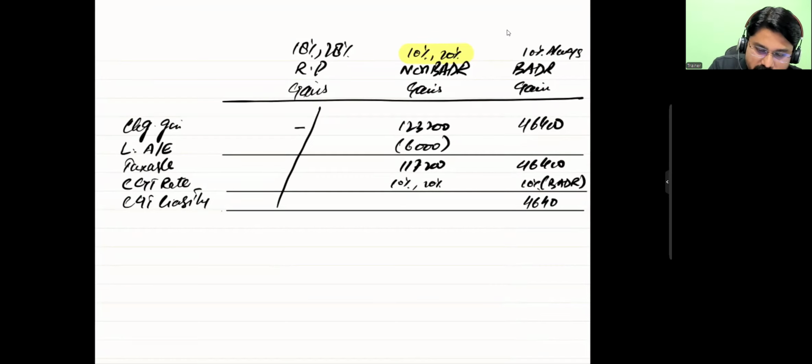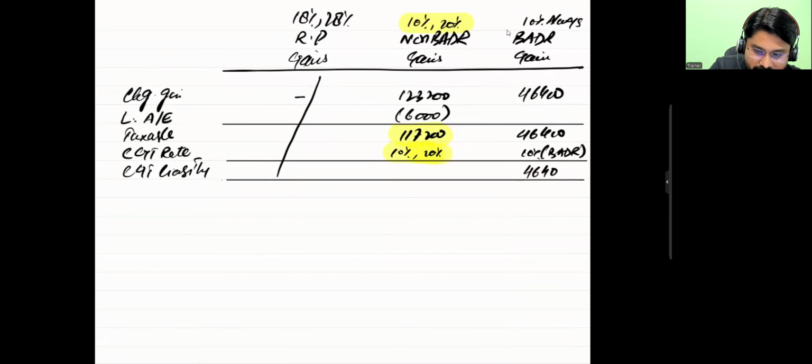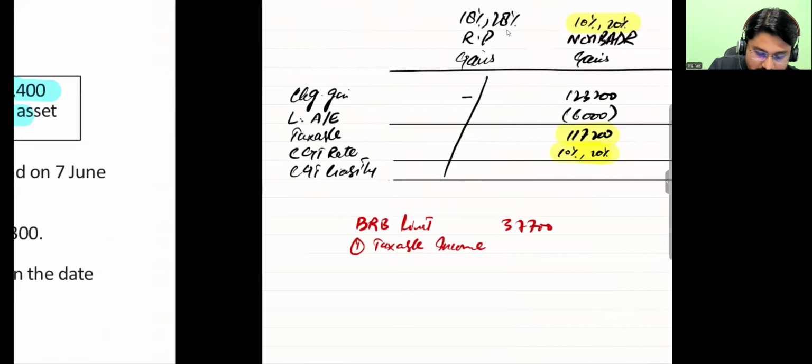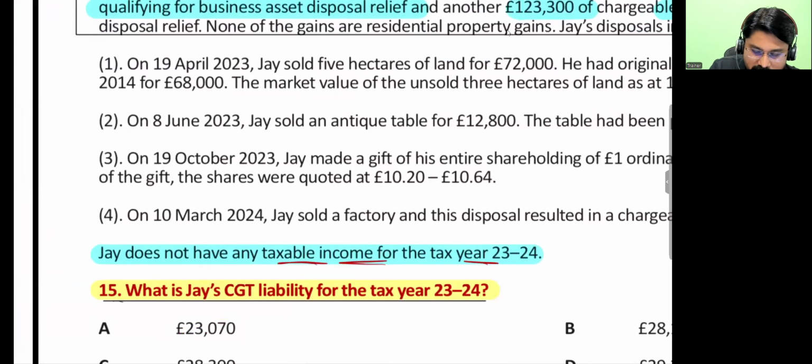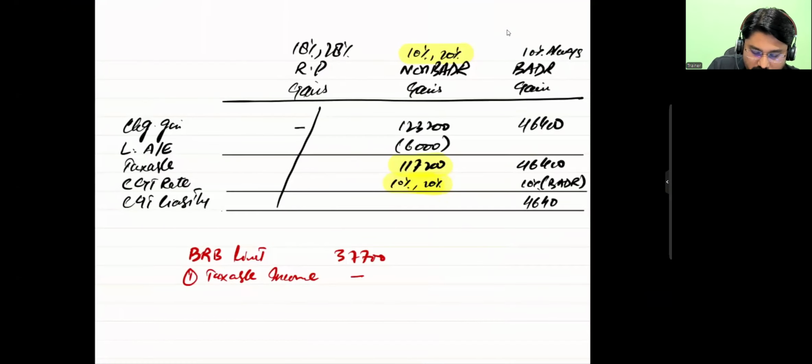The decision point is whether we should apply 10% or 20% on 117,200. Now be with me and try to recall the basic rate band limit. The basic rate band limit is 37,700. Firstly, it is covered by the taxable income, but it is very clearly mentioned in the question that the person does not have any taxable income for this tax year. Means the limit is available to cover the taxable gains.